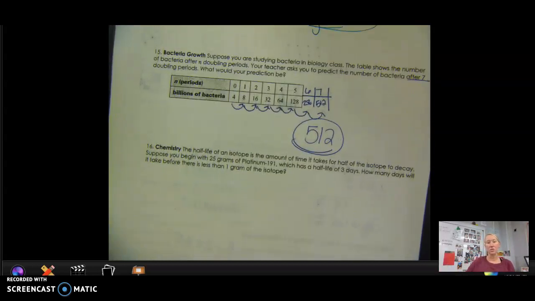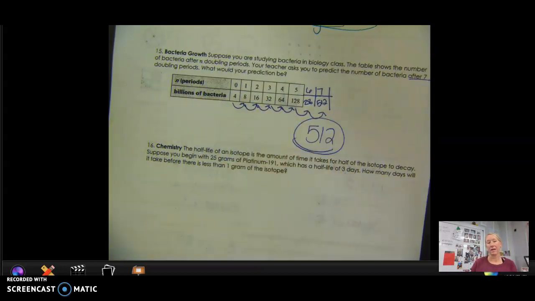So on that question, you could do a formula, a function, y equals something, or you can extend the graph or the table that they have going.